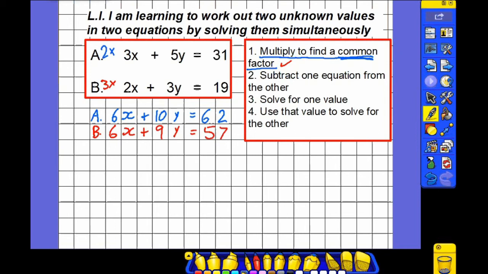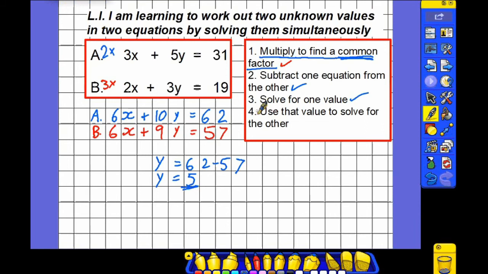So we can do 6x take away 6x. Well, that leaves us with no x's. 10y take away 9y. Well, that's going to leave us with y. And that's going to equal 62 take away 57. And now solving for that one value, so we're subtracting one from the other, solving for that one value, we should get an answer of 5. So y equals 5.